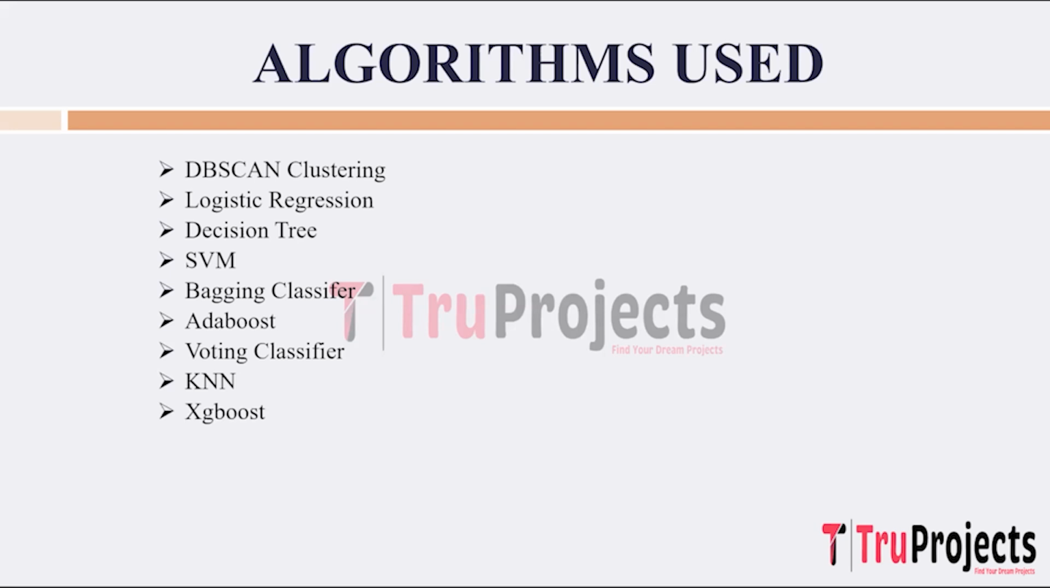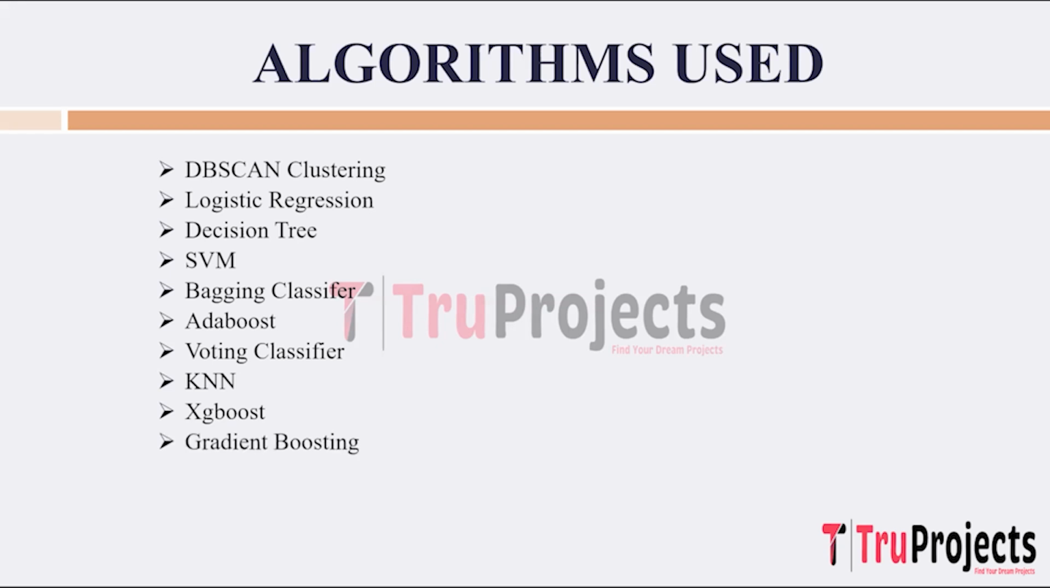XGBoost, extreme gradient boosting, is a scalable and efficient implementation of gradient boosting algorithms. It builds a series of decision trees sequentially, with each tree correcting the errors of the previous ones. XGBoost incorporates regularization techniques to prevent overfitting and can handle missing values and sparse data. XGBoost is used to improve the predictive accuracy of water quality models by iteratively refining the model's predictions to achieve higher accuracy and better generalization.